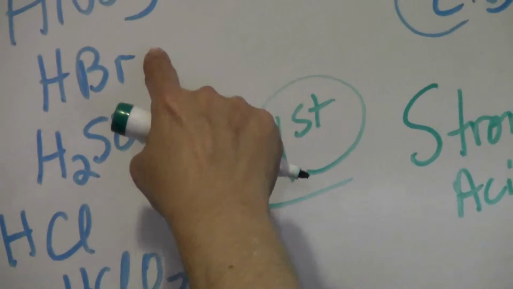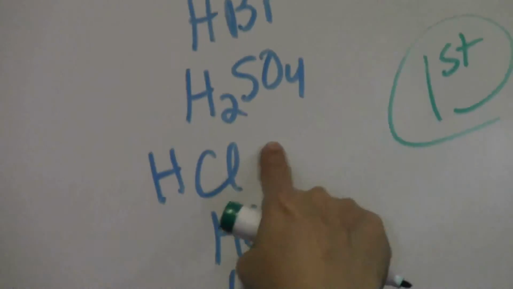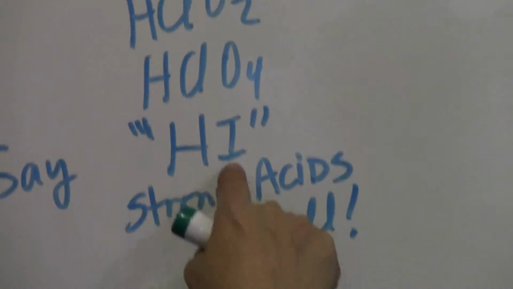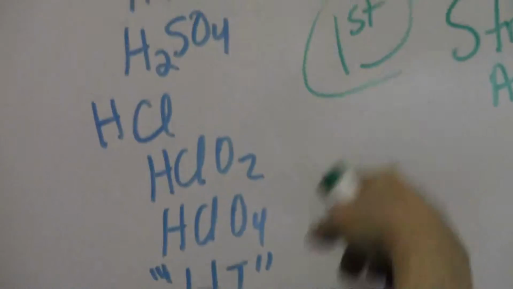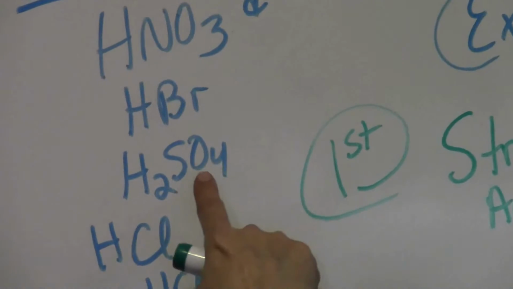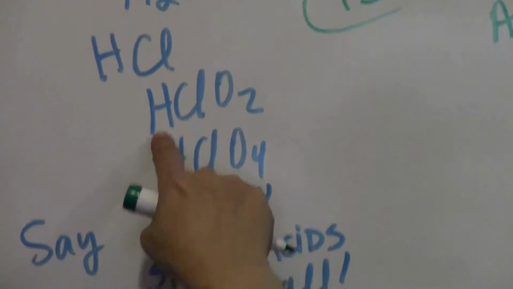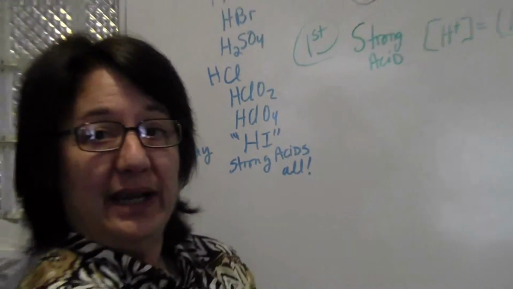HNO3 and HBr, H2SO4, HCl, HClO3, HClO4, say hi, strong acids all. HNO3 and HBr, H2SO4, HCl, HClO3, HClO4, say hi, strong acids all.